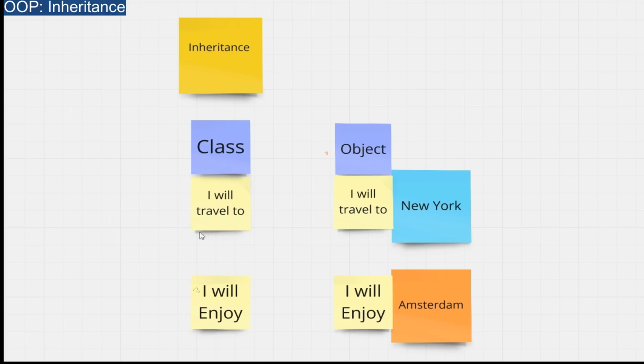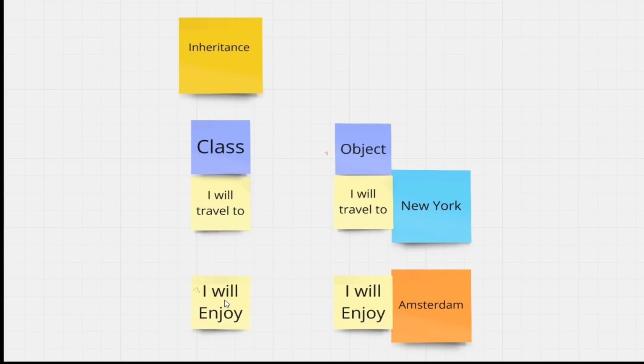In object-oriented programming, there are some concepts that facilitate efficiency and reusability, like inheritance. Now I have a class, as we discussed before. This class contains a statement, I will travel to. It is printing this. If I would like to create another class, which will be I will enjoy, then I inherit from the first class to the second class. As you see, I will, then I override travel to by enjoy. So it will be I will enjoy another class. This is inheritance.